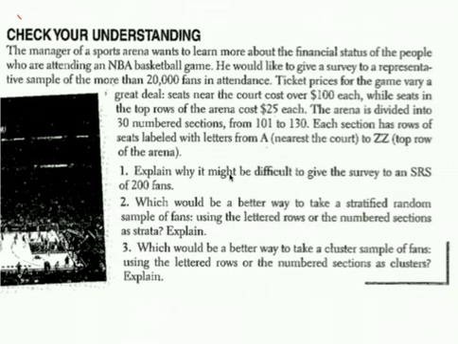Each section has rows of seats labeled with letters, A nearest to the court, to ZZ, the top row of the arena. If you're thinking about this stadium, it's important to think about the numbered sections and how those sections include seats that are over $100 all the way down to seats that are $25 each. So those sections are pretty representative of the types of people that are there. Just keep that in mind. On number 1 it says, explain why it might be difficult to give the survey to a random sample of 200 fans.